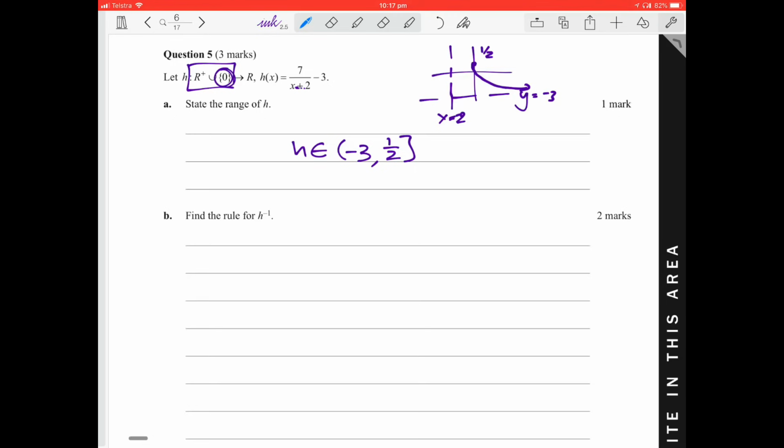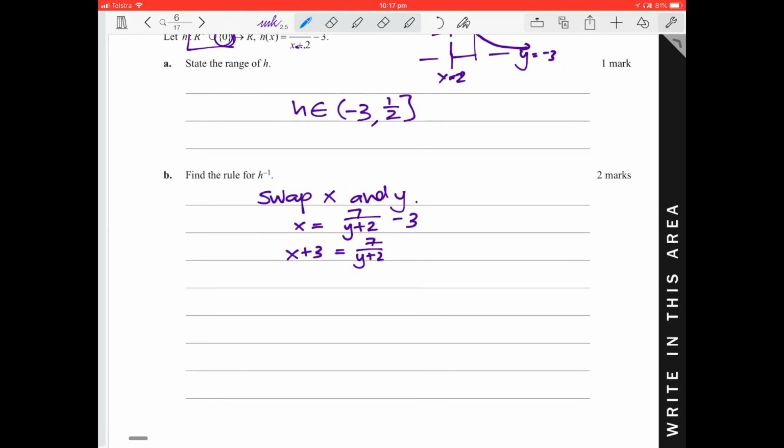Find the rule for the inverse. So I'm going to say swap x and y. So we're going to get x equals 7 on y plus 2 minus 3. X plus 3 is equal to 7 on y plus 2. Y plus 2 is equal to 7 on x plus 3. Therefore, h inverse of x is equal to 7 on x plus 3 minus 2.